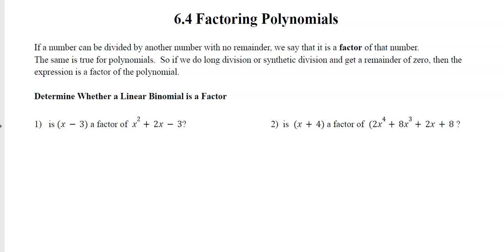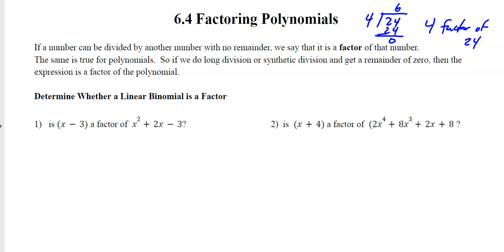So it says if a number can be divided by another number with no remainder, we say that it is a factor. So for instance, I know that 4 goes into 24 evenly. 4 goes into 24 6 times, and I get a remainder of 0. So if that happens, I can say, hey, 4 is definitely a factor of 24. Same thing is true with polynomials. So if you do long division or synthetic division, and you get a remainder of 0, then you know that expression has to be a factor.